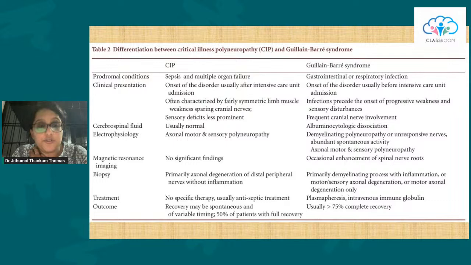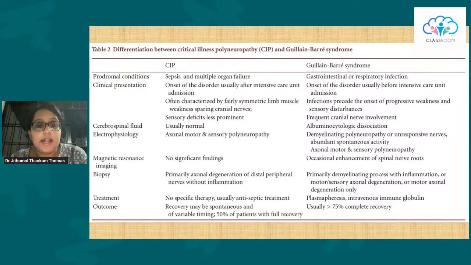On electrophysiological studies, you see an axonal neuropathy in CIP. But in GBS, what you see is usually a demyelinating neuropathy. Of course, there are also axonal neuropathy variants of GBS. But know that if you see demyelination on your biopsy or on your electrophysiology, it is not critical illness weakness. It is usually something else.